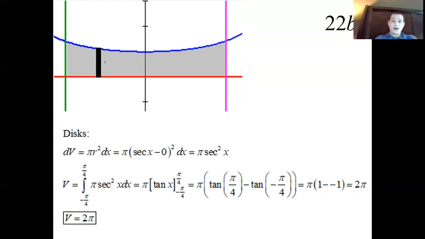So, slicing with discs and washers, you might want to watch it a couple times to get the gist of it. This is kind of a jump. I remember kids really struggle with setting these up. So again, show me you can set them up. Show me your integral, and if you want to let your calculator do the rest for moderately difficult ones, you're welcome to.